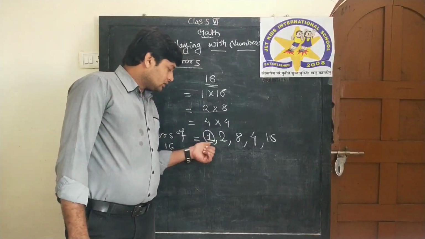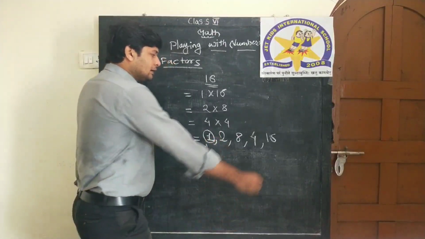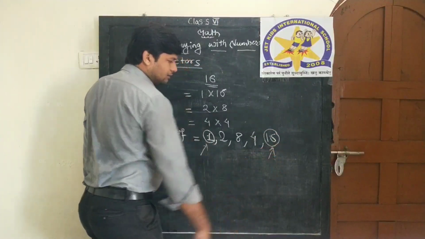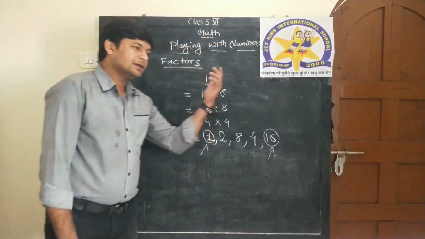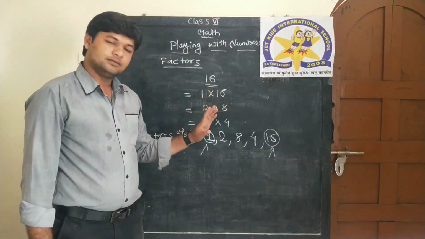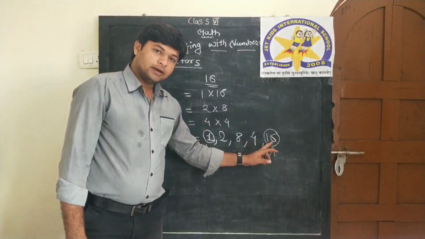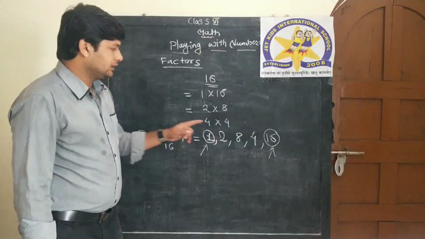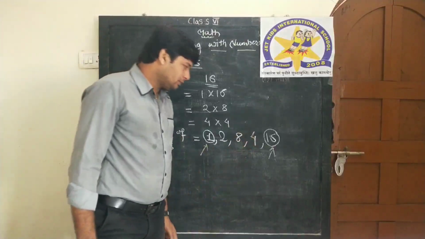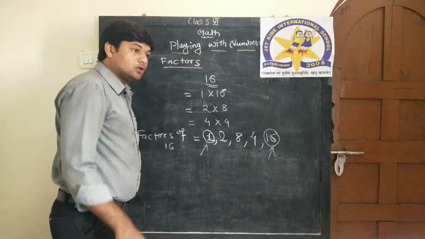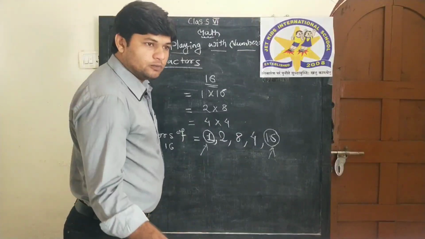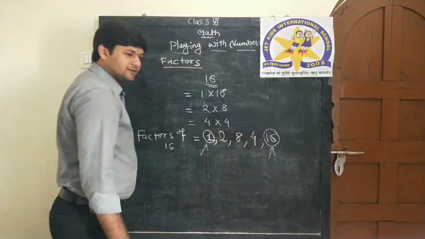Next, the number itself is always a factor of the given number. If we are taking 8, then 8 will be a factor because 1 multiplied by 8 gives 8. So the given number itself is a factor of the given number. Clear? So, you have to remember these two things first. Then you will be able to easily find two factors, that means 1 and 16 itself.